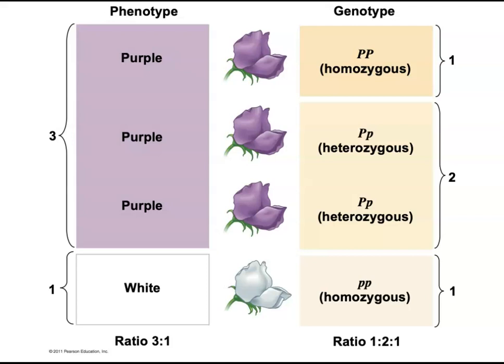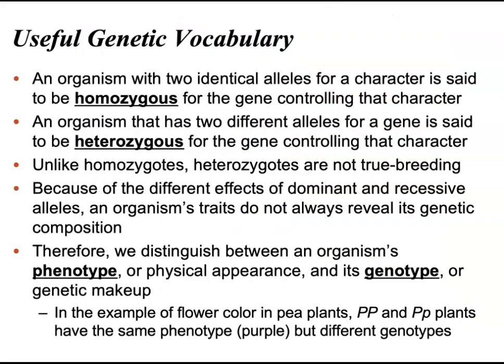My hint to remember this is physical and phenotype both begin with the PH. The phenotype is distinguished from an organism's genotype, which is the genetic makeup of the individual. Take a look at the right column showing the genotypes of the 4 individual flowers. We see 2 new terms here, homozygous and heterozygous. An organism with 2 identical alleles for a character is said to be homozygous for the gene controlling that character.